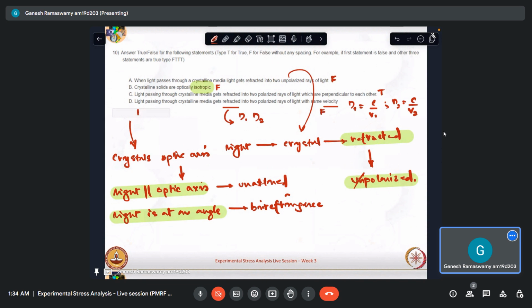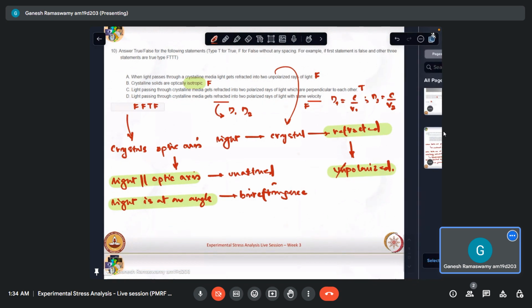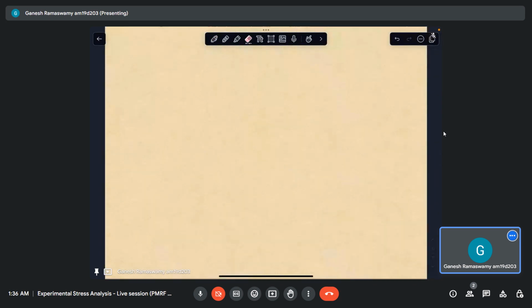So, as the options stand, the first two are false, the third is true, and the fourth one is also false. I felt that I didn't quite explain this very clearly in the live session. So, I hope I've done some justice to explaining this now. And there were some follow-up queries on this, which I would like to address now.